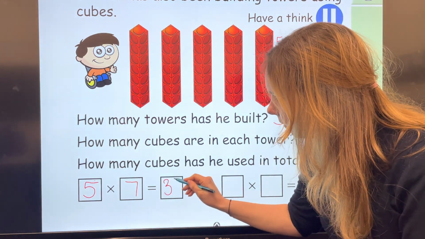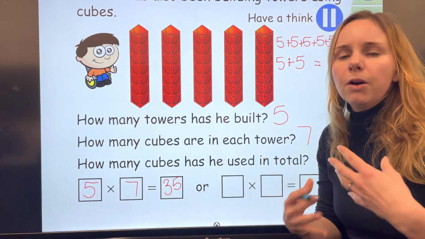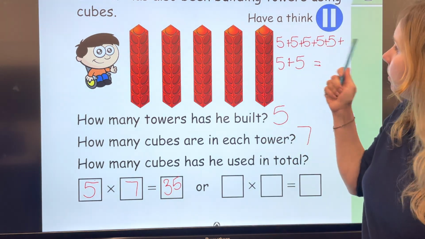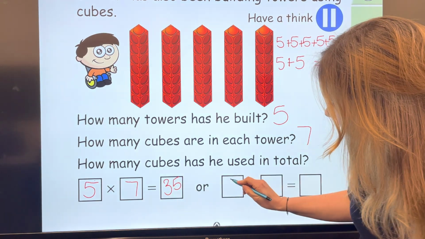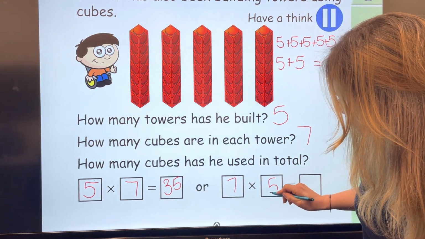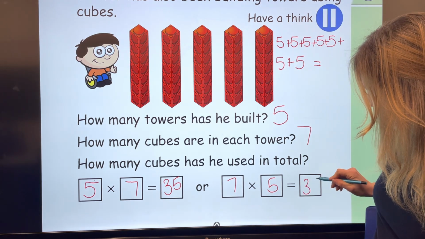Although arrays are very useful for helping us, if we know how to count in a number, our repeated addition is very useful as well. So I could write it as 7 lots of 5 is 35.